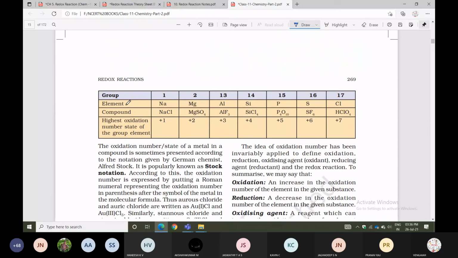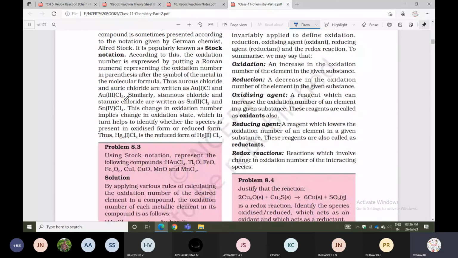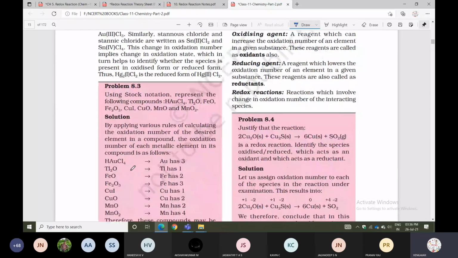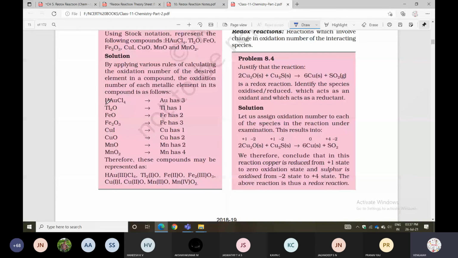Yes. They have given, using the Stock notation, that for the following compounds you can identify the oxidation number. Applying the rules, you can calculate the remaining element's oxidation state. Here HAuCl4, what is the Au oxidation state? TiO, FeO, Fe2O3, CuO, MnO, MnO2. These are all compounds of elements that have variable oxidation states based on the compound.